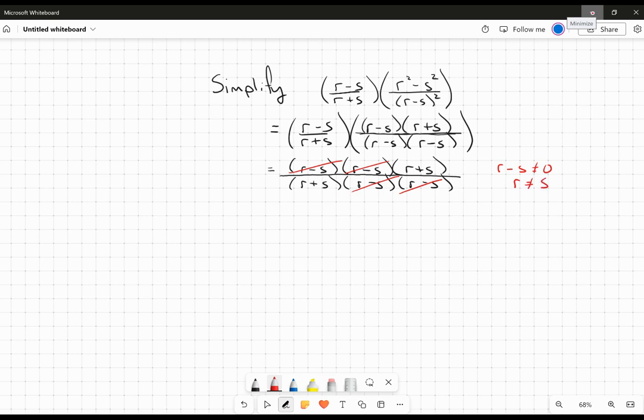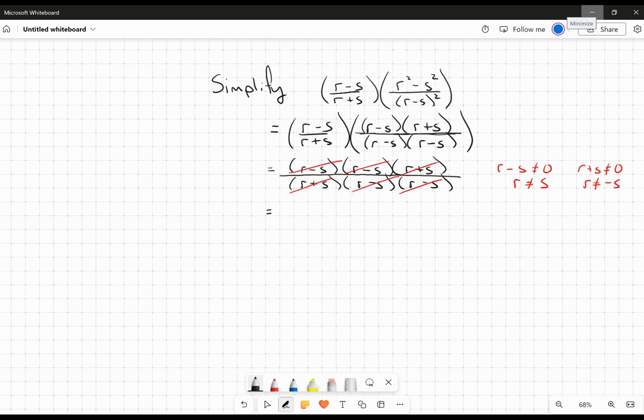But in addition to that, I've got an r plus s in the numerator and denominator, which means r plus s can't equal 0, which means r cannot equal negative s either. Now, when all's said and done, it looks like everything's canceled. What do I get as a result?